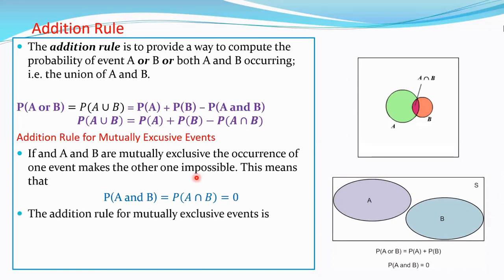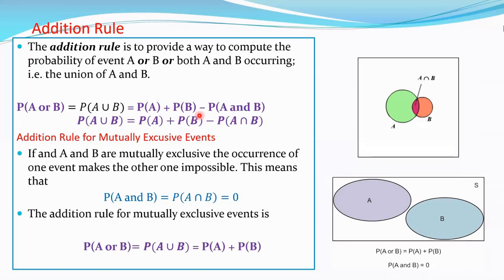So the addition rule for mutually exclusive events: probability of A union B is equal to probability of A plus probability of B. Right? So now there are 3 rules we learned. One is the A complement, that is 1 minus probability of A. For conditional, probability of A given B is equal to probability of A intersection B over probability of B.